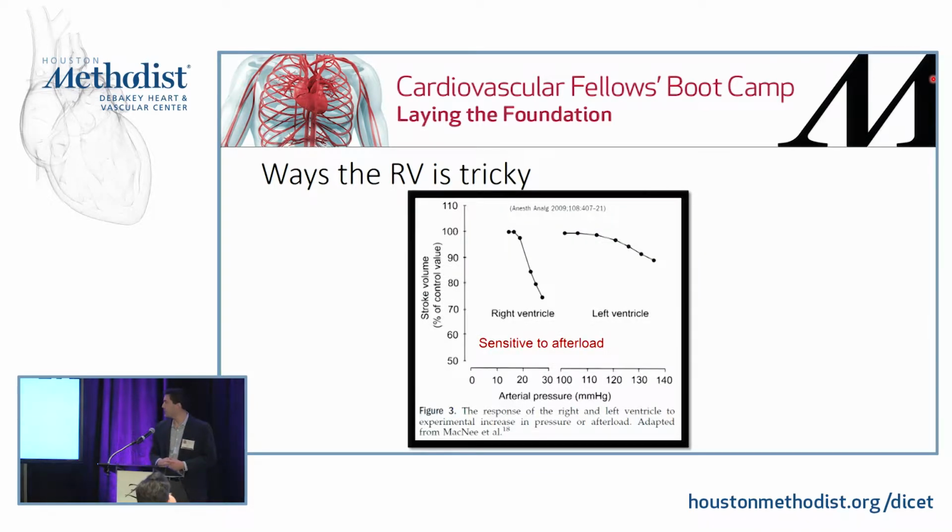The last thing I'll note about why the RV can be tricky to assess is that it's exquisitely sensitive to loading conditions, particularly afterload. So the RV tends to be more of a volume pump. It can handle relatively large swings in volume, but any increase in PVR or afterload causes a significant drop-off in the stroke volume. And that would be opposite to the LV, which can handle all sorts of pressure, but not quite as much volume as the RV.